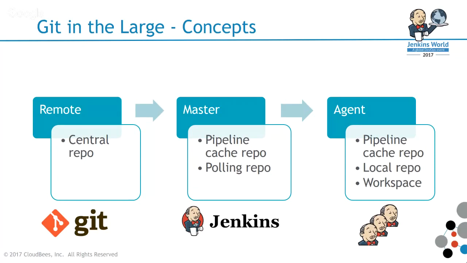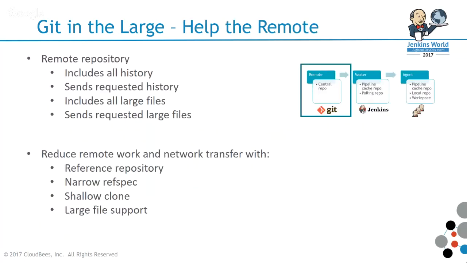Each of those 3 areas have different things which can help them, and those different things may be applied in different ways in your environment. So it'll help you to understand which things apply where. So first up, what can we do to reduce the load on that central server, the Git remote repository?